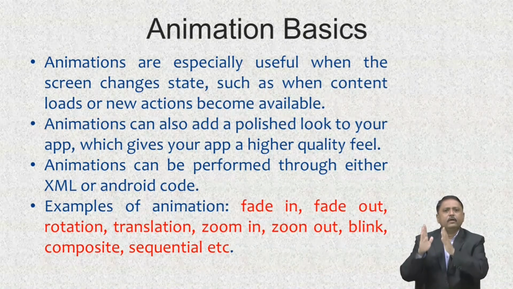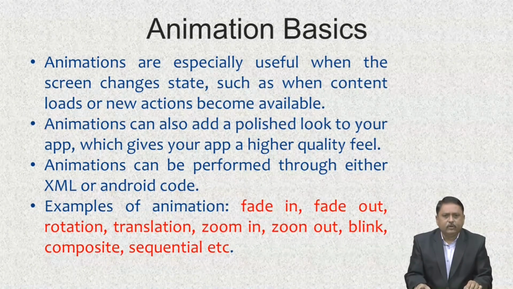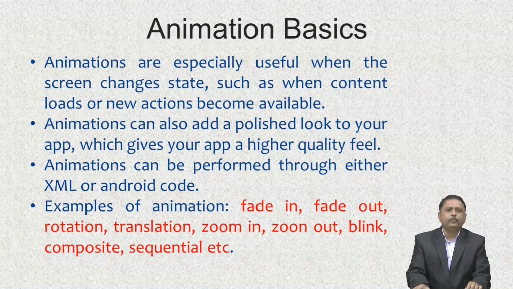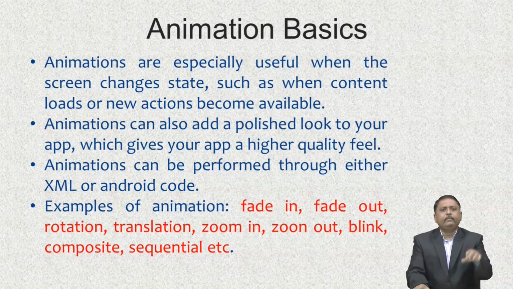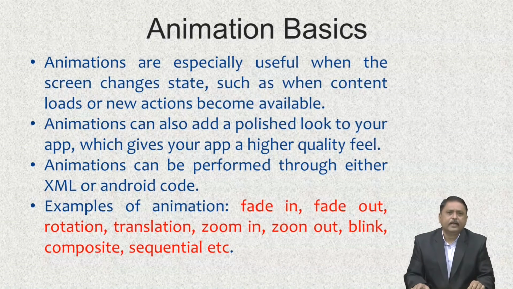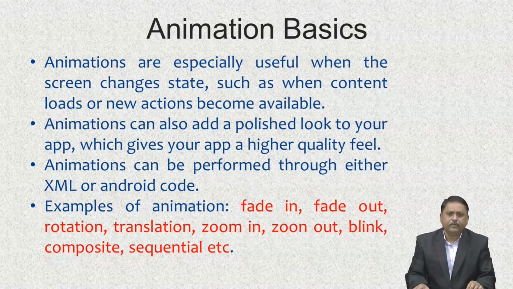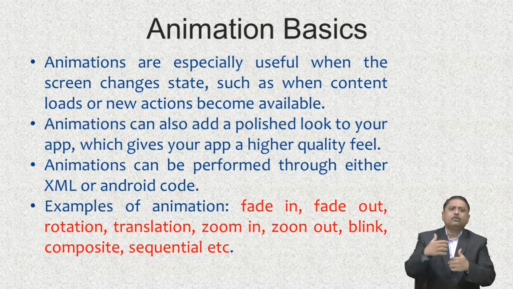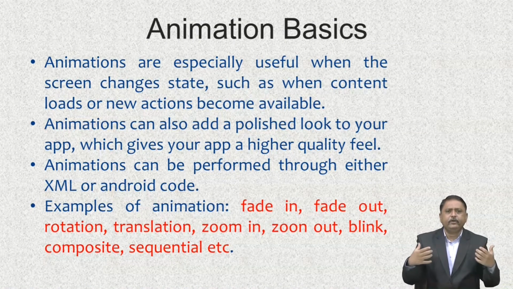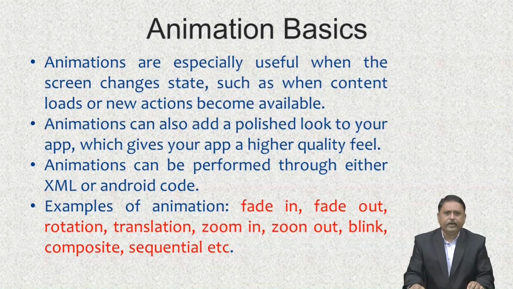Translation means moving either horizontally or vertically. So, that is called translation. Then there is a zoom in to make an image or shape larger, or zoom out to make it smaller. Then there is a blink, which continuously blinks your image or shape. Then we can have composite animation also, that is a combination of multiple animations together. Composite means more than one animation applied simultaneously.